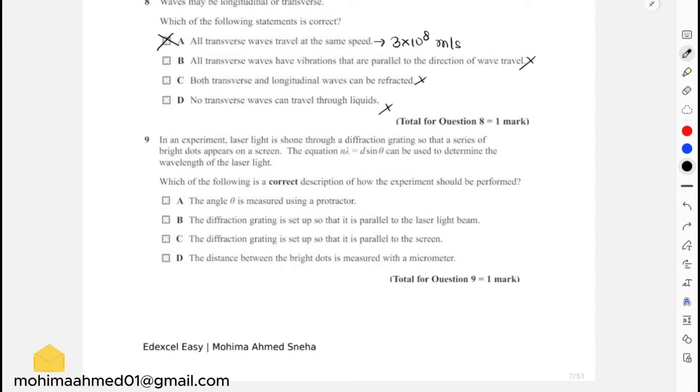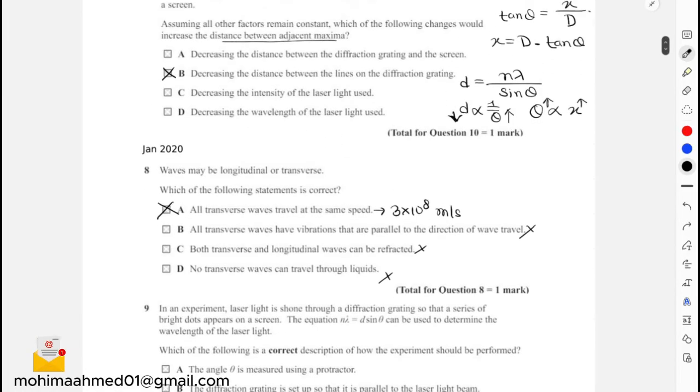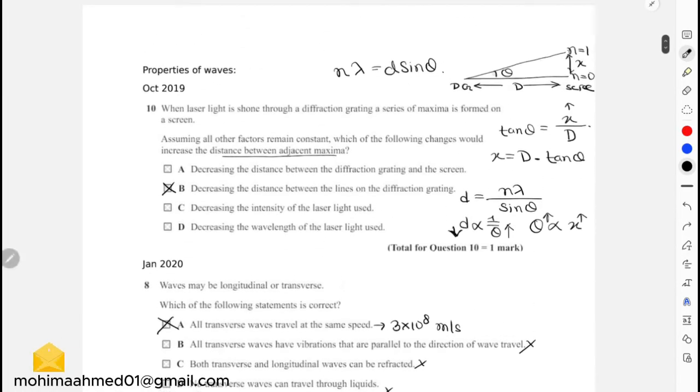Which of the following is a correct description of how the experiment should be performed? The angle is measured using a protractor. Now you can never measure the angle with a protractor because this is entirely happening in air, right? This entire thing is happening in air. So how can you hold that protractor in air?